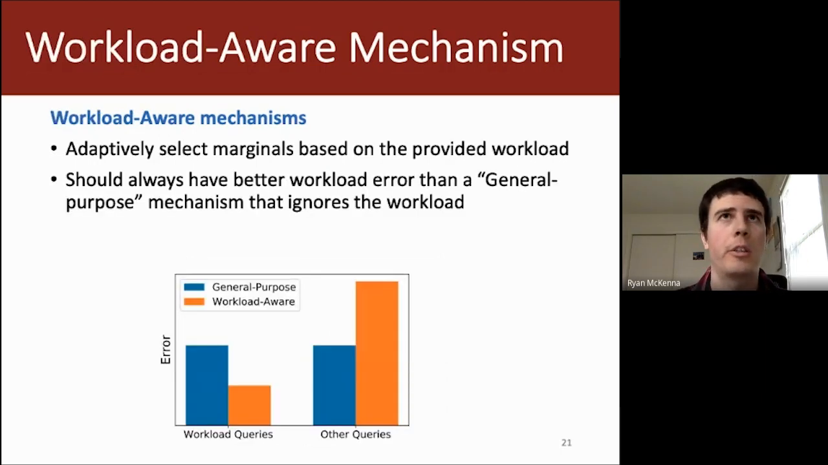The second consideration for selection is we want workload awareness. So we want to select marginals based on what the workload is. We don't want to be wasting our privacy budget measuring marginals that are not relevant to our evaluation criteria. And so we'd expect that a workload-aware mechanism, when evaluated on the workload, should be able to deliver lower error than a general-purpose mechanism. This might come at a cost of higher error on things that are outside the workload.